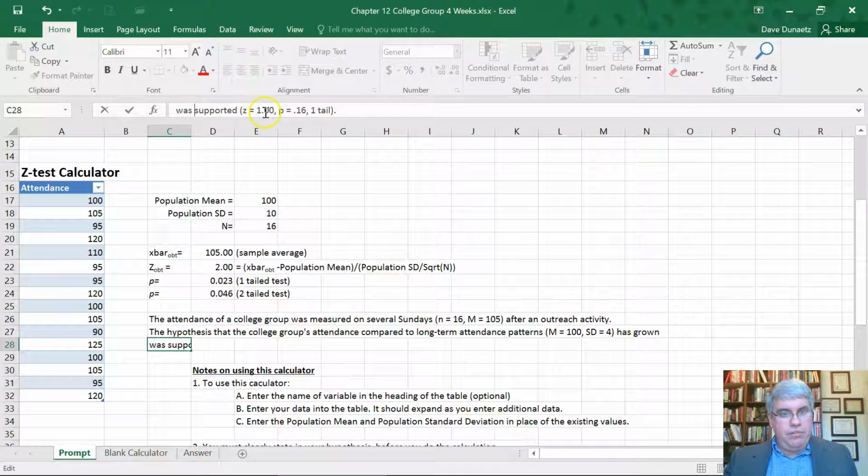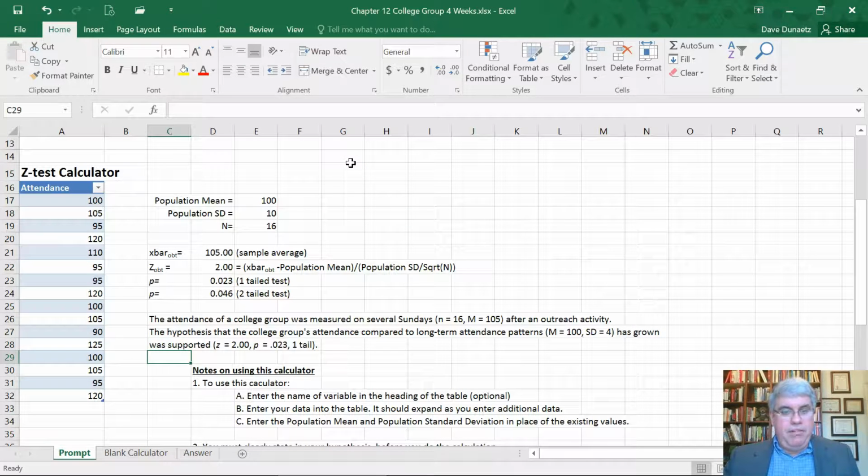And z equals 2.00 and p equals 0.023. So it's supported because the probability is less than 5%. Anytime that the probability is less than 5%, it means that we say that's too unusual, too freaky to say that it happened by chance.